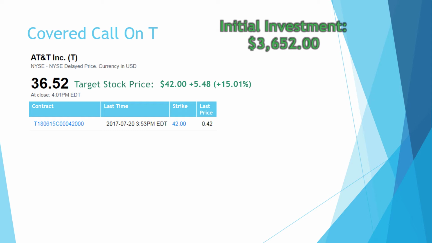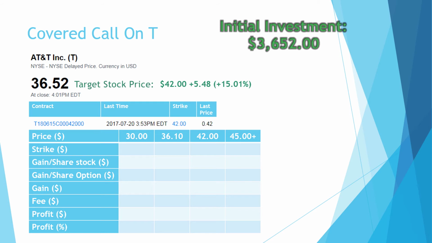And the scenarios are: stock price moves to $30 per share, which is a 17.85% down move, $36.1 per share, which is a 1.15% down move, $42 per share, which is a 15.01% up move, or $45 per share, which is a 23.22% up move. And here will be the results for each scenario.